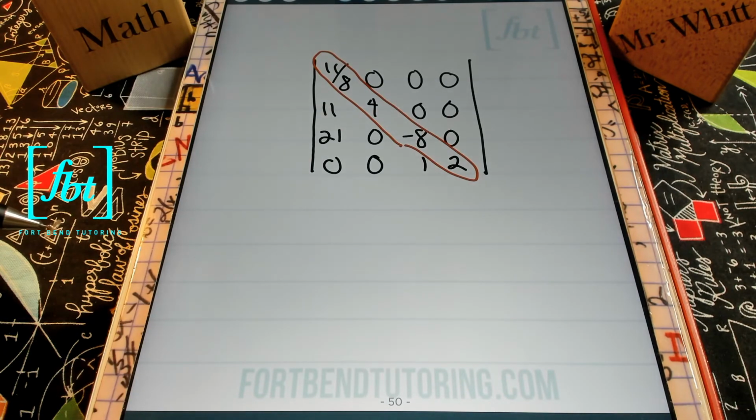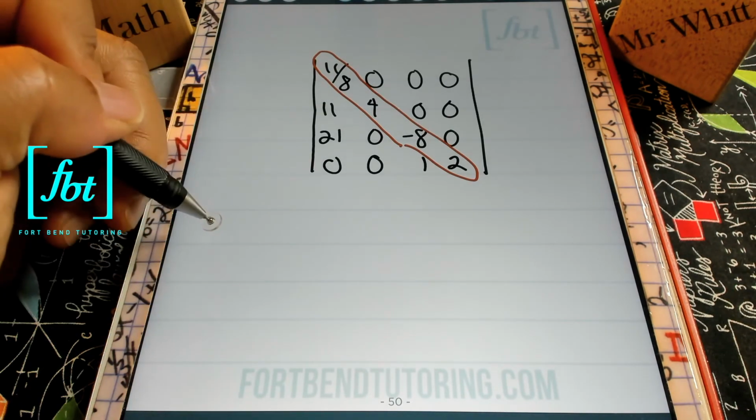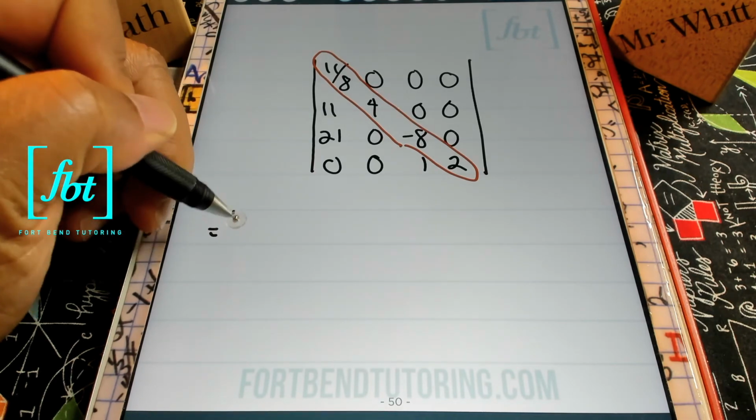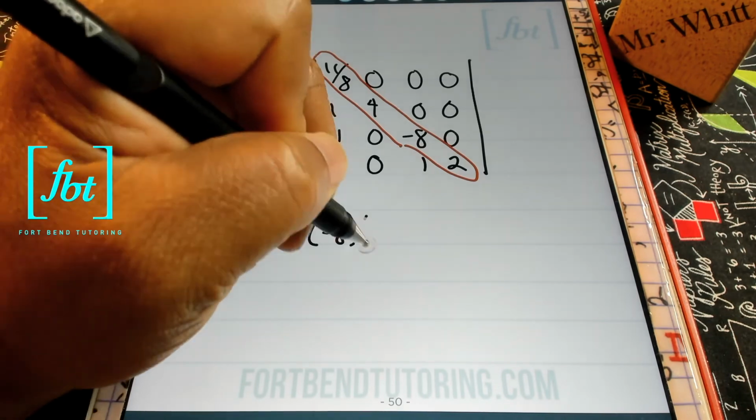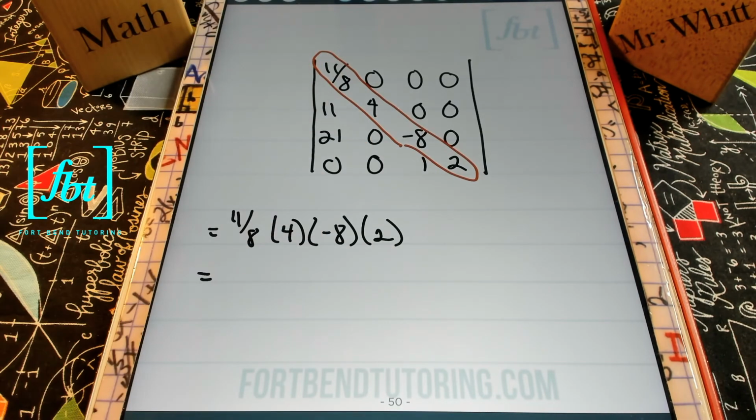That took us 8 steps, guys, if you were wondering. So we're going to be multiplying 11/8 times 4 times -8 times 2. I've done it in less than 8 steps, guys. However, I had to utilize some of the other rules, like swapping rows or multiplying a row by a certain value, and I didn't want to do that because it changes the outcome of the determinant.